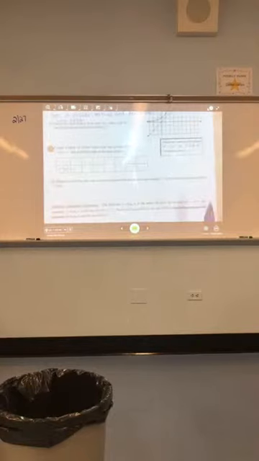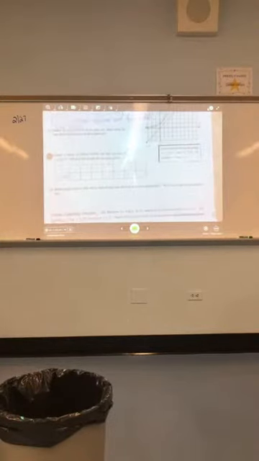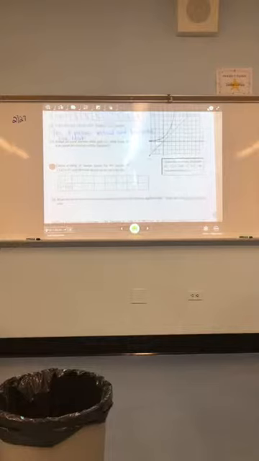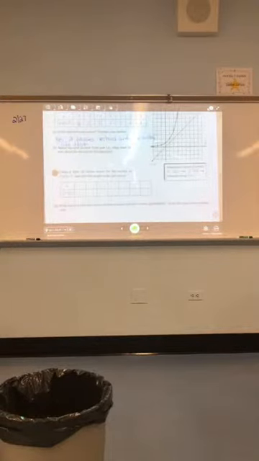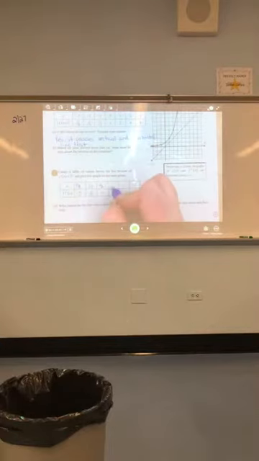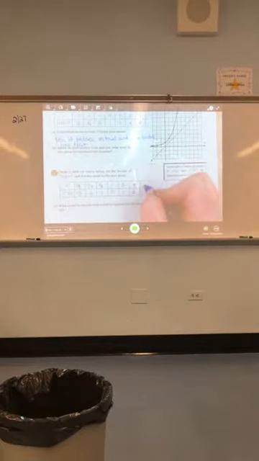All right, part C says, create a table for the inverse. What does inverse mean again? Switch the x and the y. So that means instead of -3, 1/8, I want 1/8, -3. I'm going to want 1/4, -2; 1/2, -1; 1, 0; 2, 1; 4, 2; and 8, 3.